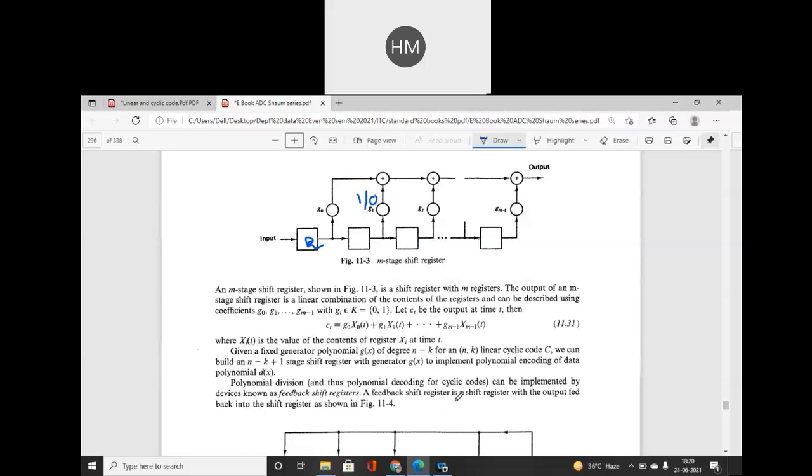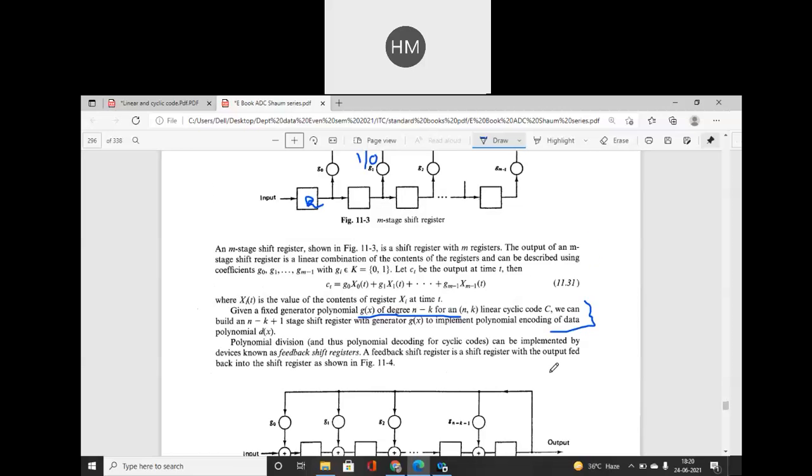ठीक है, given a fixed generator polynomial g(x) of degree n minus k for an (n,k) linear cyclic code C, we can build an (n minus k plus 1) shift register with generator g(x) to implement polynomial encoding of data polynomial d(x). This is very important. You can write these lines in your copy.